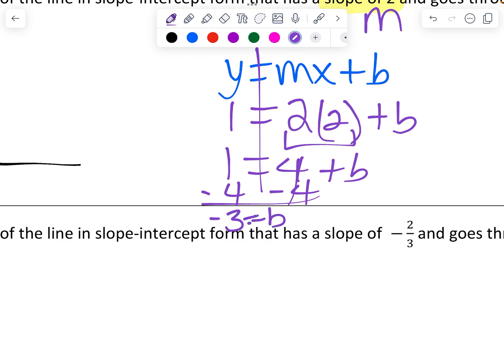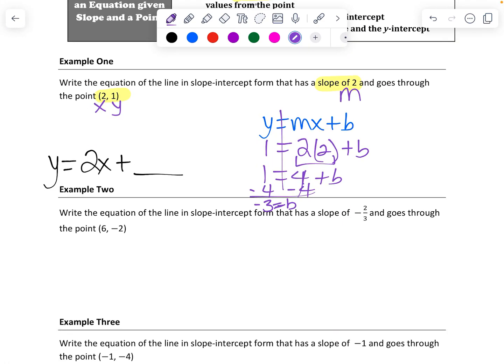So this is where we got to be careful. This is not the answer to the problem. The answer to the problem now is taking that negative 3 and putting it back into the equation. So our answer will be y equals 2x plus negative 3, or you could say y equals 2x minus 3.